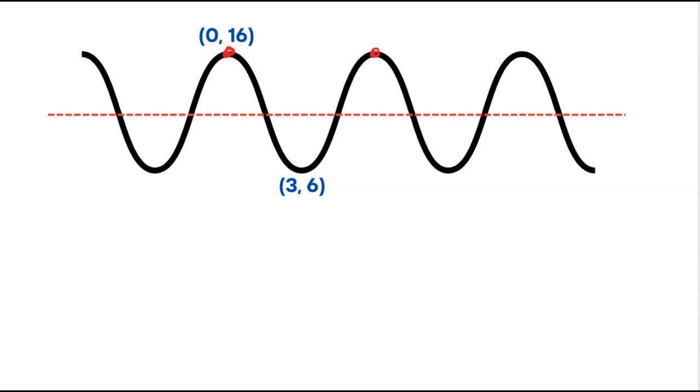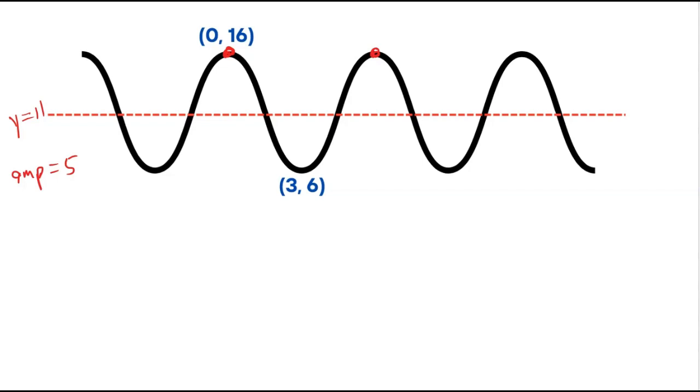16 plus 6, 22, and half of 22, divided by 2, is 11. So that midline is going to be at y equals 11. Now, from that midline, we go up 5 to 16, down 5 to 6. That's going to mean my amplitude is 5. And again, you could also just find the distance between 16 and 6. That's a distance of 10. Half of that is 5 for my amplitude.